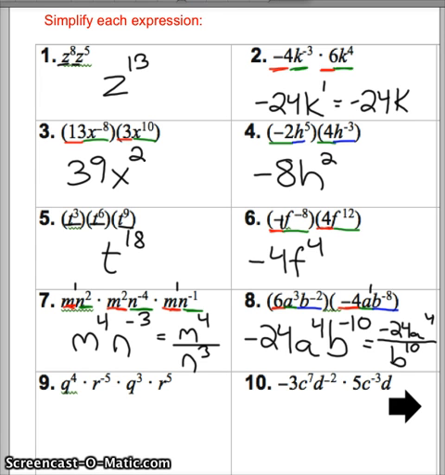All right, number 9. Q to the 4, q to the 3. That gives us q to the 7. Then r to the negative 5, r to the 5, negative 5 plus 5 gives us an r to the 0. And we know anything to the 0 power is 1. So all we're left with here is q to the 7.